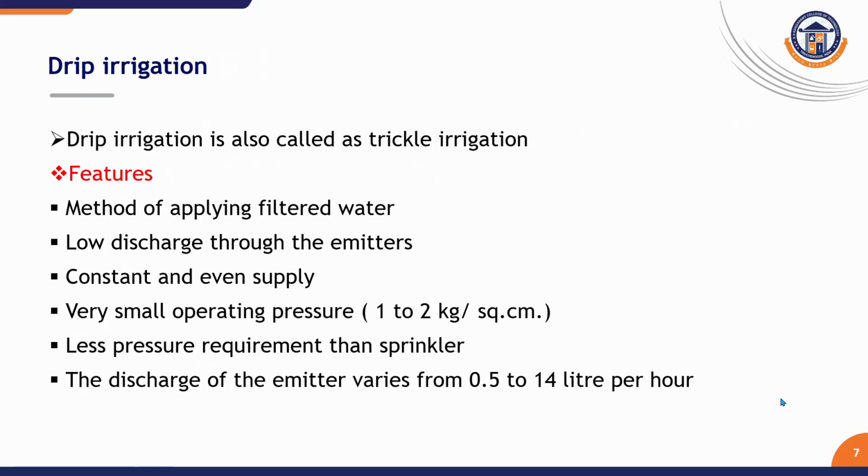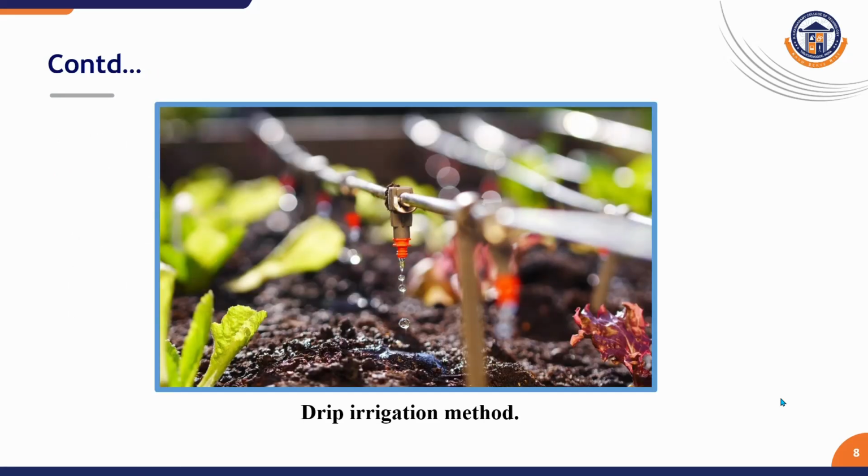The first one is drip irrigation. Drip irrigation is also called trickle irrigation. The features of drip irrigation: it is a method of applying filtered water at low discharge through emitters, giving a constant and even supply. It has a very small operating pressure of 1 to 2 kg per square centimeter, less than sprinkler irrigation. The discharge of the emitter varies from 0.5 to 14 liters per hour. The picture clearly shows the drip irrigation method.